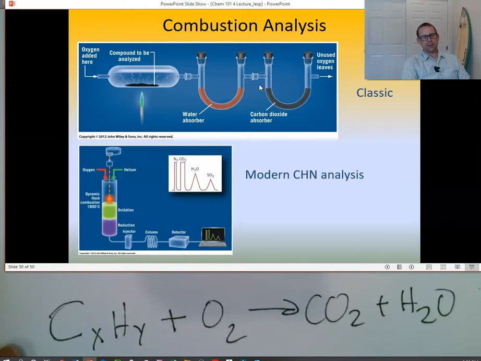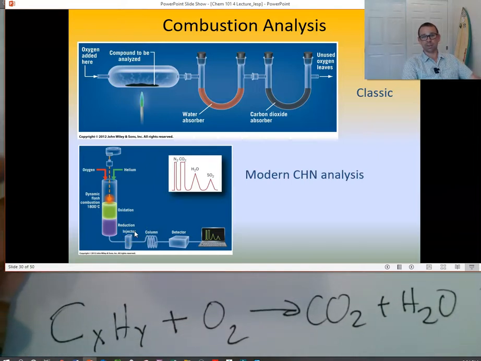Then you can tell the masses of the water and the carbon dioxide that were produced from this reaction by weighing the mass of our little glassware here, our U-tube, before the reaction and after the reaction. All right. We also have more complex methods for identifying amounts and concentrations of other elements like nitrogen, sulfur, chlorine, and so forth.